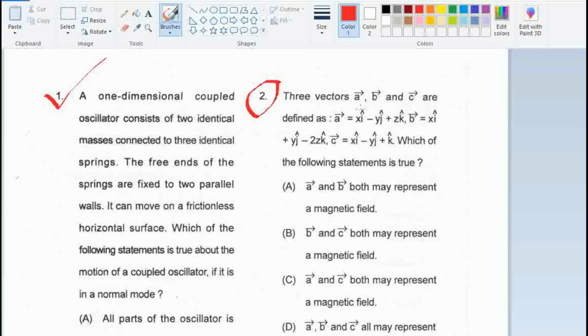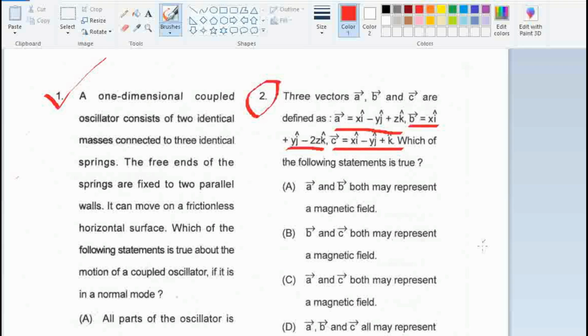In question number 2, three vector fields are given. The first one is vector A, vector B is this, and vector C is this one. We are asked to determine whether all these given fields, or any particular field, is a magnetic field. So how can you find whether a field is a magnetic field or not? It's simple. We have to apply the second Maxwell equation.